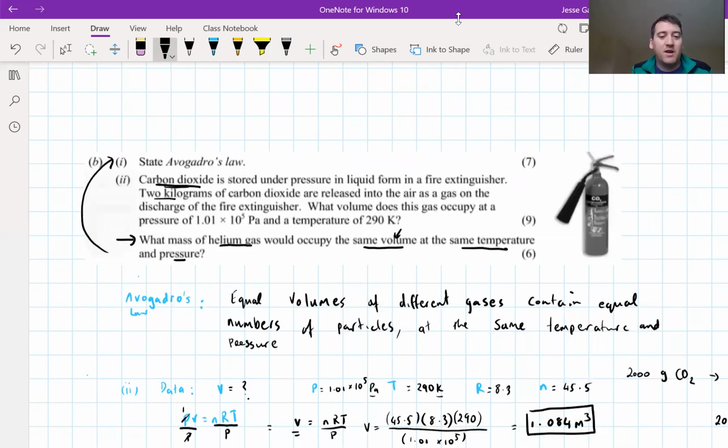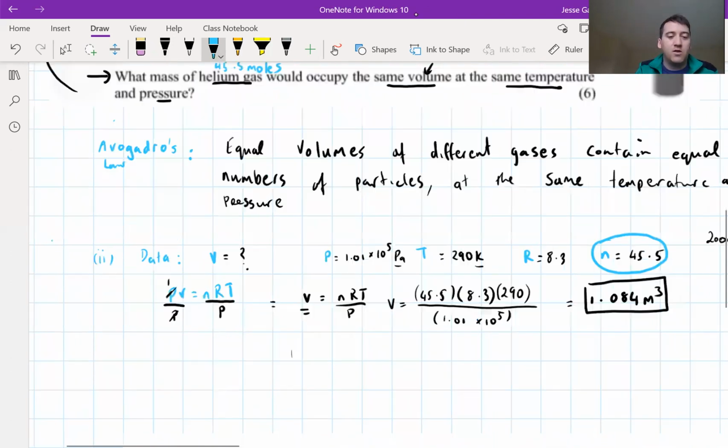So how many moles of carbon dioxide did we have? Well, we worked that out just here, look, 45.5. So if we had 45.5 moles of helium gas, which is what they're asking us here, what mass would that be? You guys should definitely be able to solve it from here. Pause the video, try and solve this problem now. If you're still struggling, we need to go from moles of helium to grams of helium. Pause the video, solve the problem.